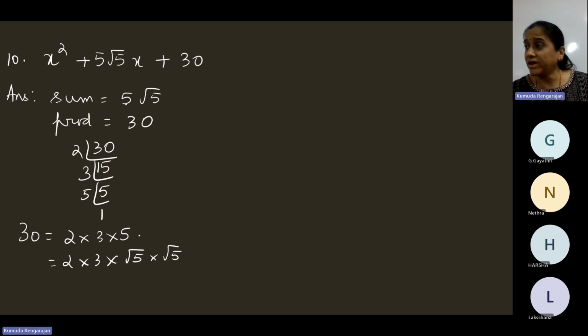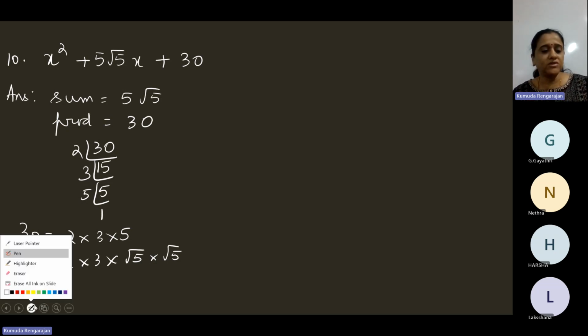Because see the sum, 5 root 5. If the sum was 5 root 3, then you must write 3 as root 3 into root 3. If the sum was 5 root 2, then you must write 2 as root 2 into root 2. So since the sum is 5 root 5, we write this 5 as root 5 into root 5. 2 into 3 into 5 becomes 2 into 3 into root 5 into root 5. Now use all these factors to find the two numbers.